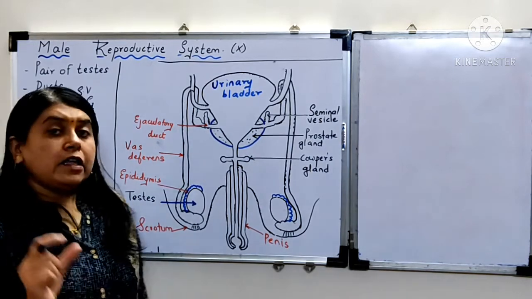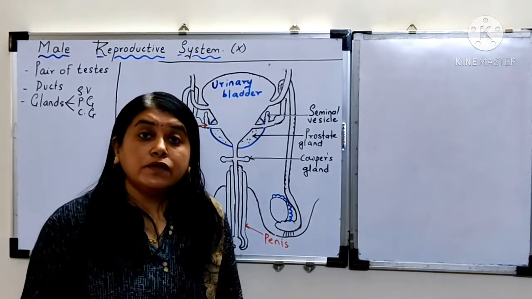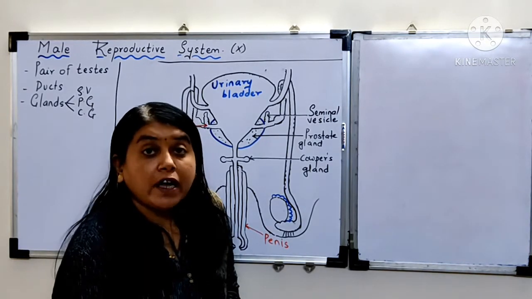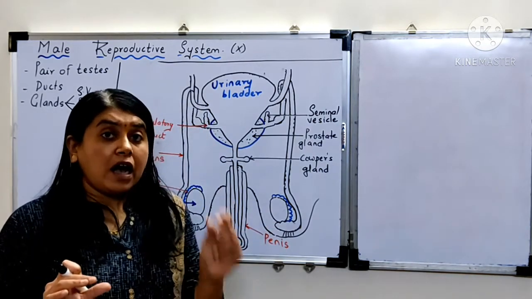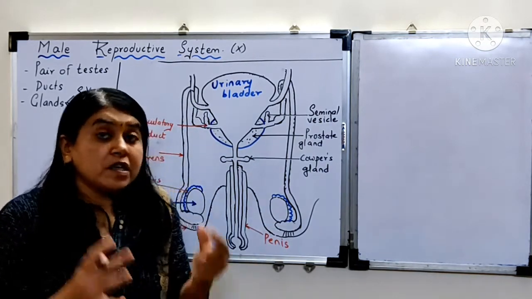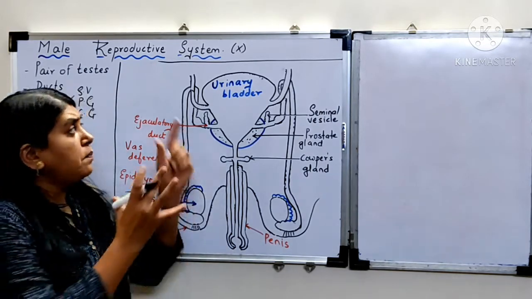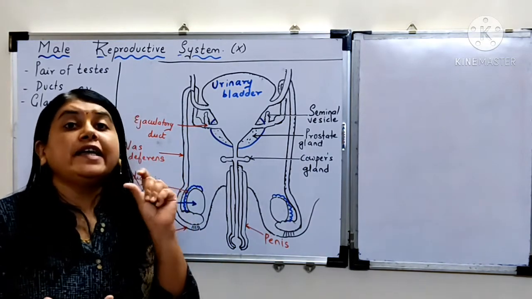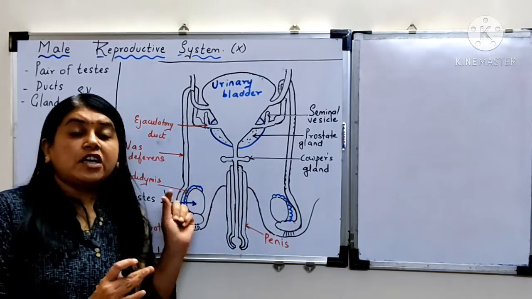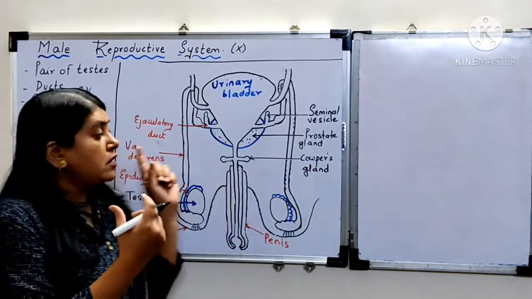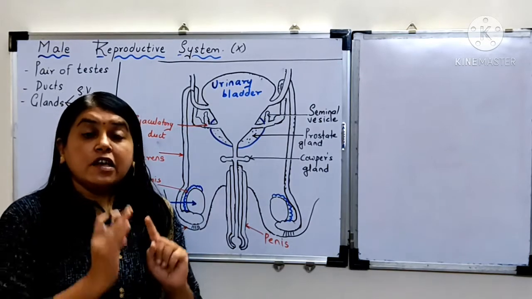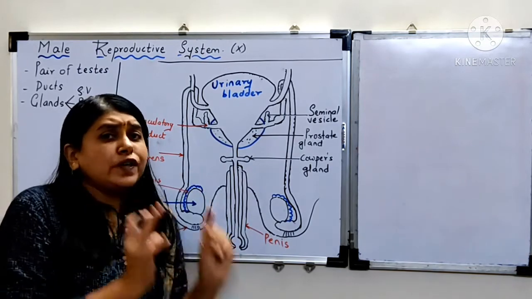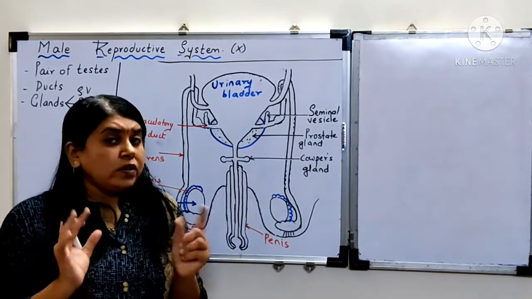Now, understand the main function of the male reproductive system is to produce the male gametes. And what are the male gametes? The male gametes are sperms. The function of the male reproductive system is to generate the sperms which can fertilize the ovum. Ovums are generated in the body of the female. The sperms are generated here in the testes. So they have to fertilize the ovum in the body of the female. How, that we'll see afterwards.